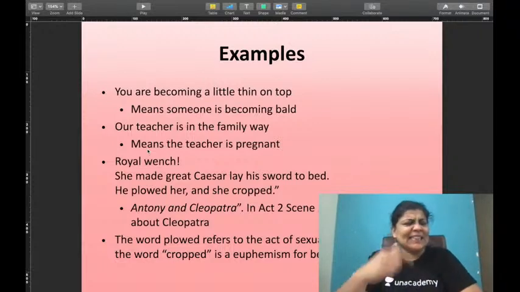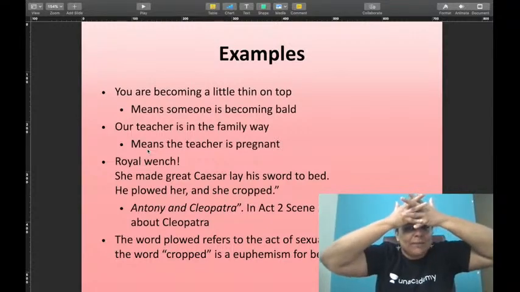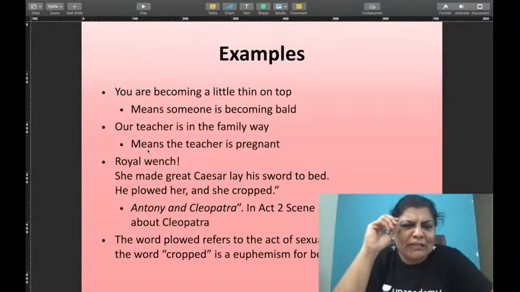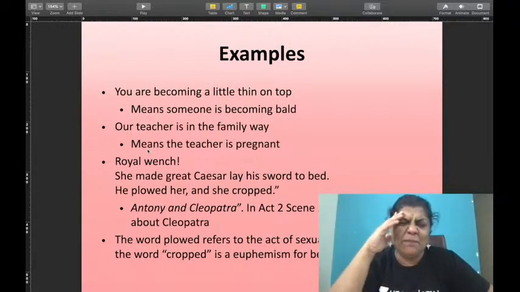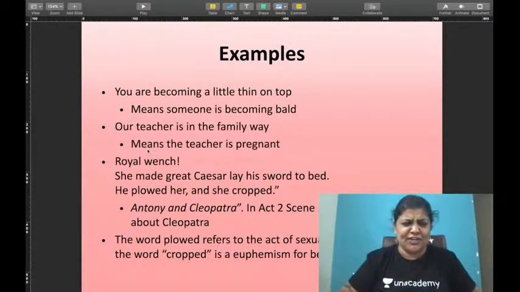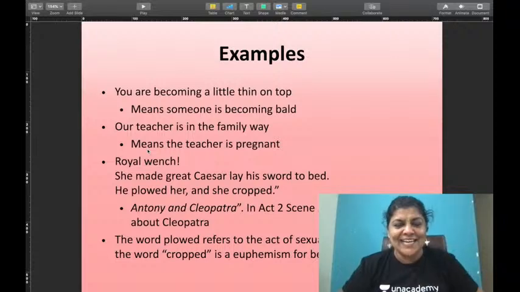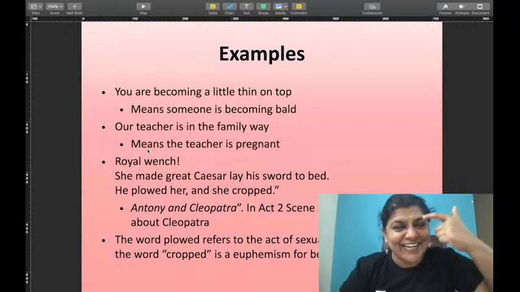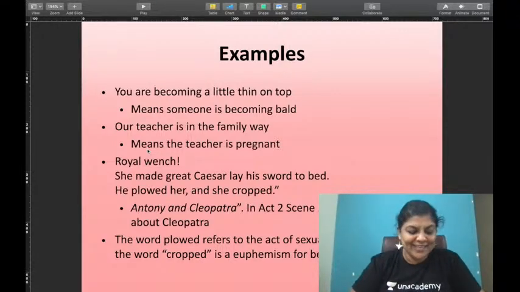You are becoming a little thin on top. Everybody says that to me. You are becoming a little thin on top means someone is going bald. Guys, please don't tell me, ma'am, you're going bald. Instead of that, use euphemism, guys. Say, ma'am, you are becoming a little thin on top. And then I will say, it doesn't matter. What matters is not what is on top, but what is inside. You should also say that to everybody. Yes.